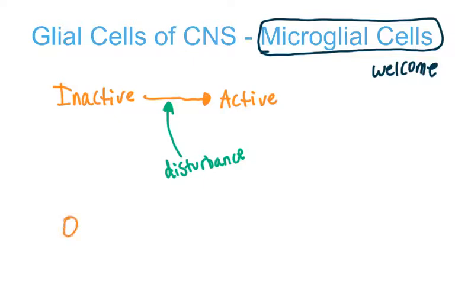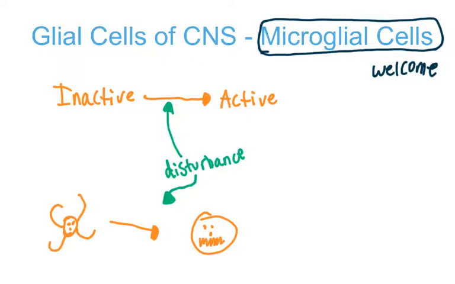So if we have a microglial cell right here, right, and if you see some type of disturbance, some type of bacteria or inflammatory cytokines or any viruses or any damaged neurons, then we're going to actually see these microglial cells become active. And so now they're ready to fight and ready to do their job. So now I'm just going to draw them bigger and with more strength.